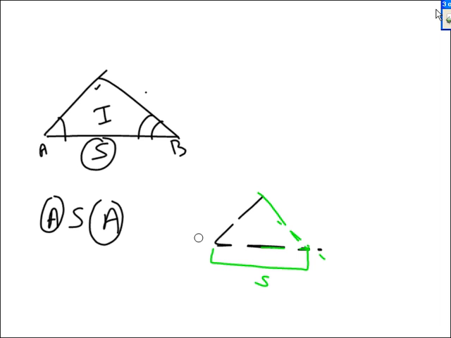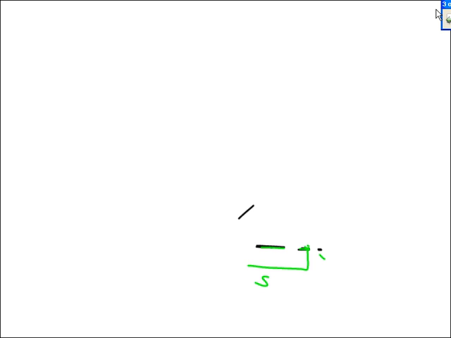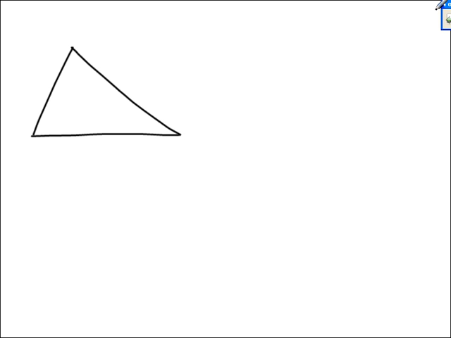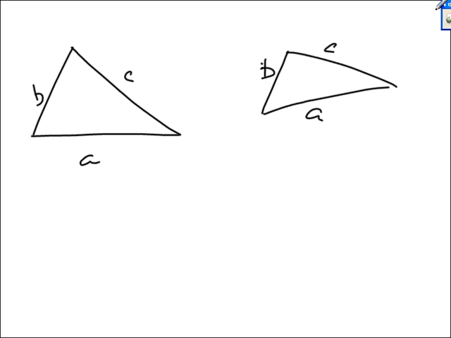Okay. So, what are we saying? Let me make this crystal clear. If you have one triangle, sides A, B, and C, and you have another triangle, and you have sides A, C, B. Those triangles are congruent by SSS is congruent to SSS.